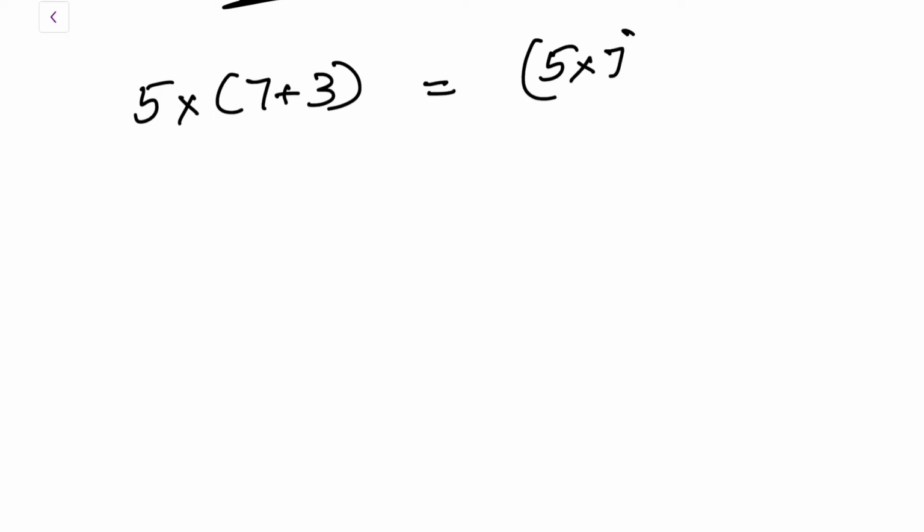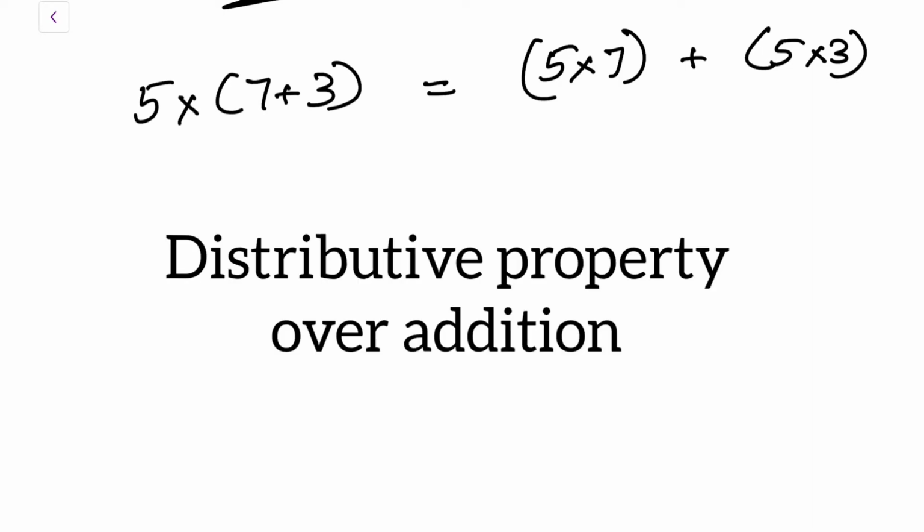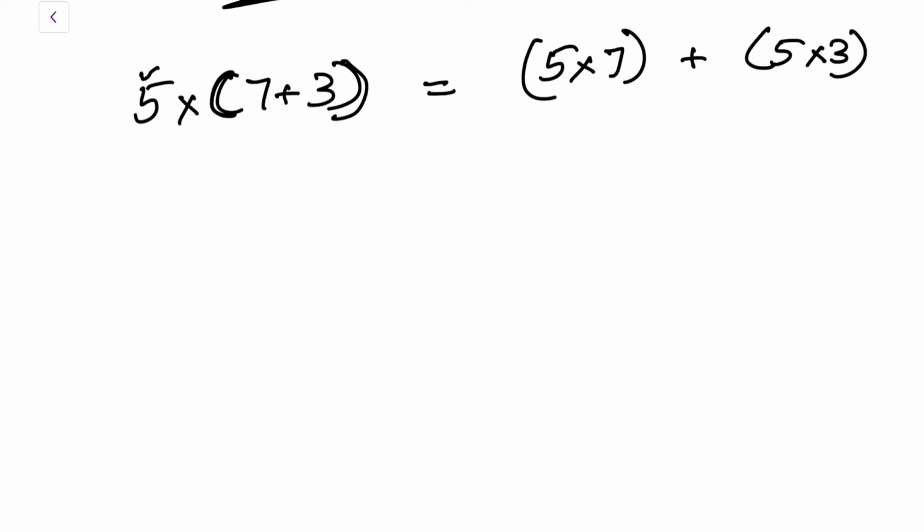Okay. Here's your last property. Let's take this example. 5 into 7 plus 3. Okay. This is nothing but 5 into 7 plus 5 into 3. Now, this is called distributive property over addition. That means when I'm multiplying 5 with 7 plus 3, you can distribute this 5 to 7 and 3. Alright. So, let's see.